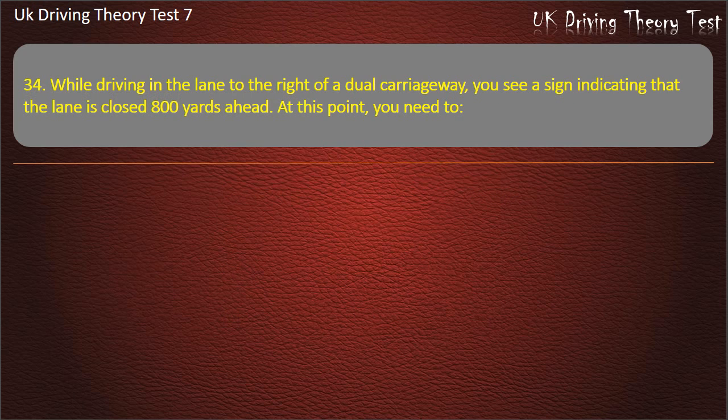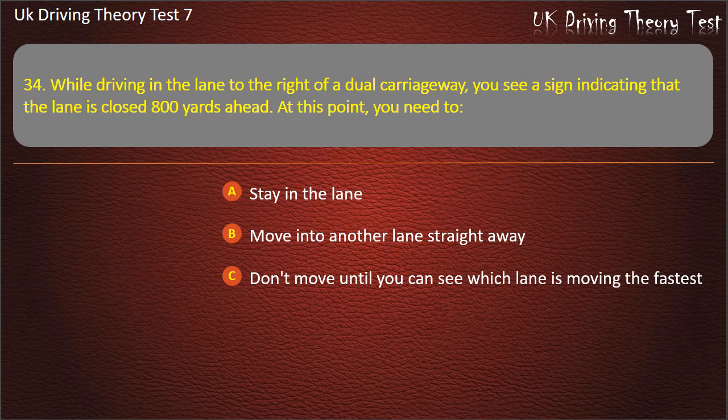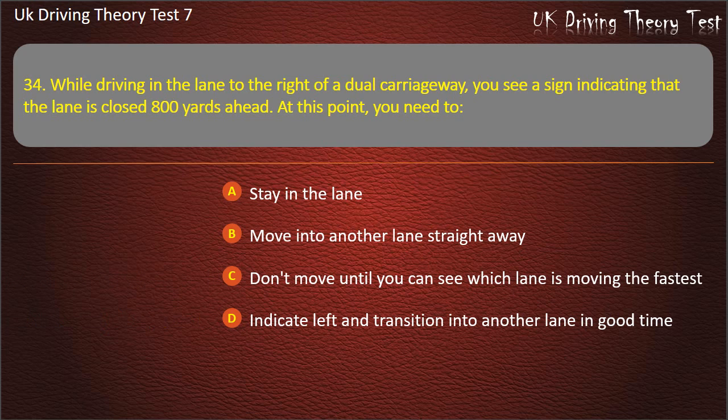Question 34. While driving in the lane to the right of the dual carriageway, you see a sign indicating that the lane is closed 800 yards ahead. At this point, you need to stay in the lane. Move into another lane straight away. Don't move until you can see which lane is moving the fastest. Indicate left and transition into another lane in good time. Answer. Indicate left and transition into another lane in good time.